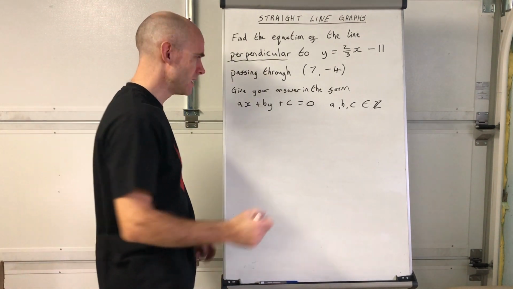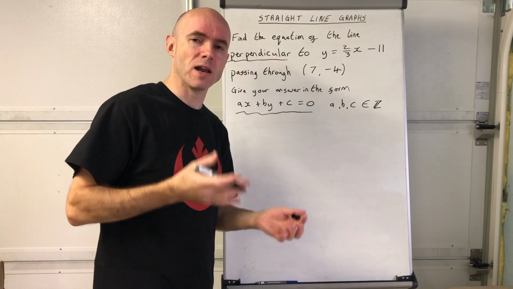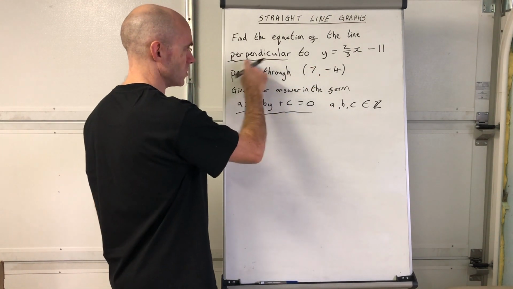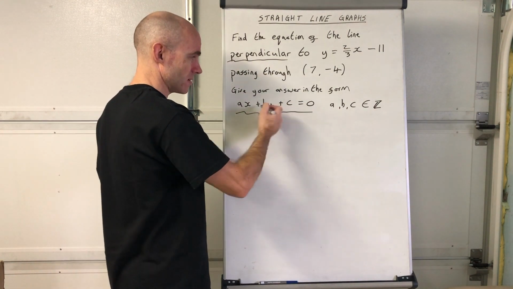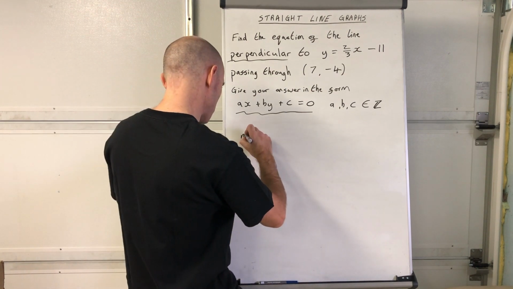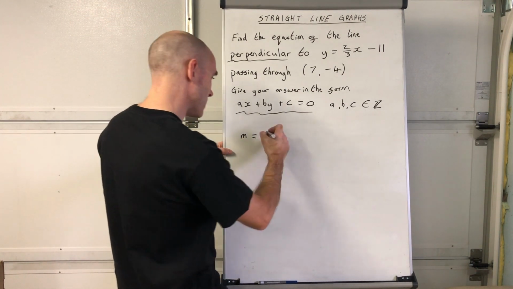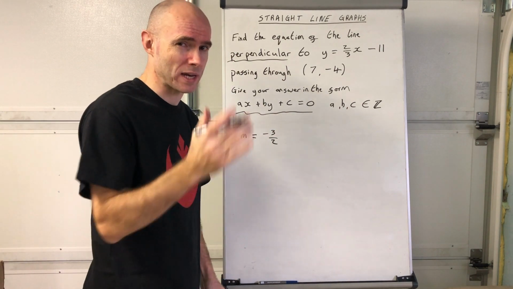Sometimes it's helpful when you're doing a question in an exam to highlight the key bits. Make sure you know it's perpendicular, otherwise you get the gradient wrong. Make sure you leave your final answer in the correct form as well. So the first thing we'll do is write down what the gradient is, and we can do that. The gradient is -3/2. You need to be able to write that down as quickly as I've just done.